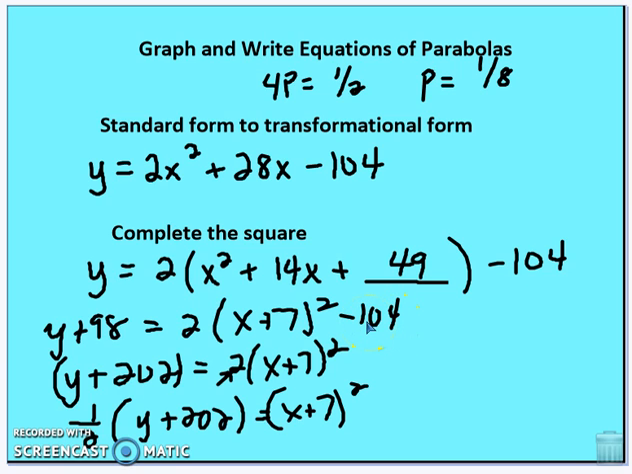And this looks very similar to vertex form. Now I'm going to add 104 to both sides, and I get y plus 202 is equal to 2 times x plus 7 squared. Divide both sides by 2, and I have 1/2 times y plus 202 is equal to x plus 7 squared. So 4p is equal to 1/2. My p-value ends up being equal to 1/8.